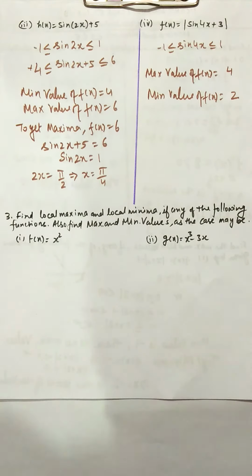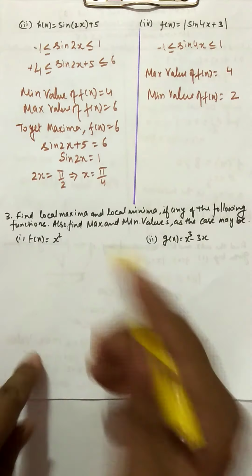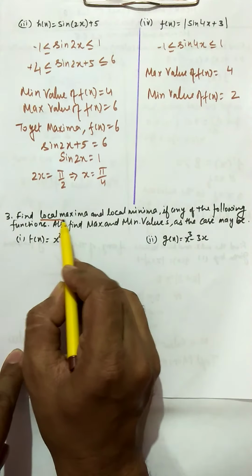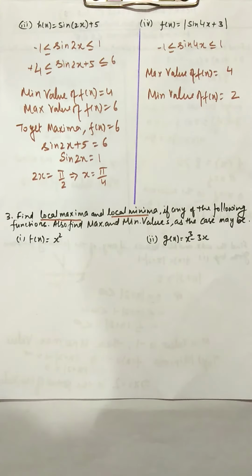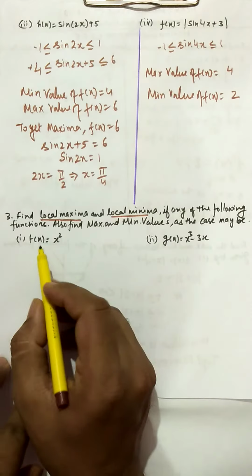Now come to this question number 3. This question number 3 is altogether different from the first two questions, because in this you have to find local maxima and local minima. So in this question you have to find both local maxima and local minima, and the points of local maxima and local minima also. So we start from here.